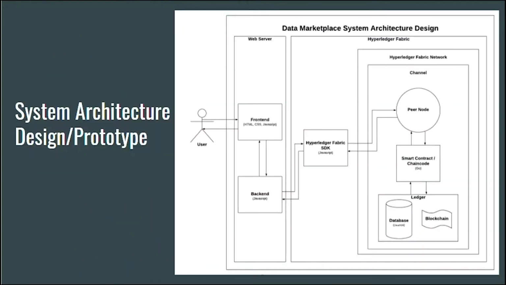Here's the system architecture of the prototype. In summary, users will have the ability to make transactions through a web server, and this web server will communicate with the software development kit provided by Hyperledger. This SDK will then call on the peer nodes created by the organizations to invoke and create transactions through the smart chaincode. After the transaction is finally approved by the consensus mechanism, the smart contract will then finally append the transaction into the blockchain.